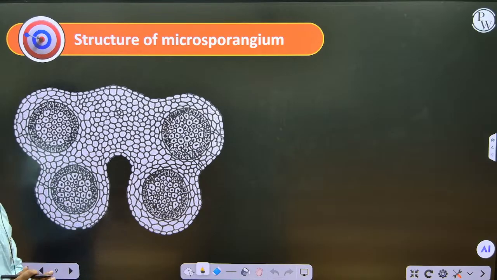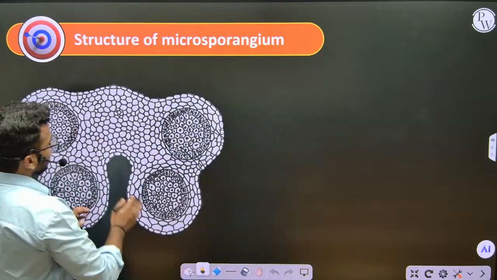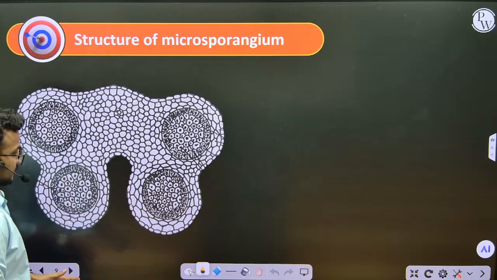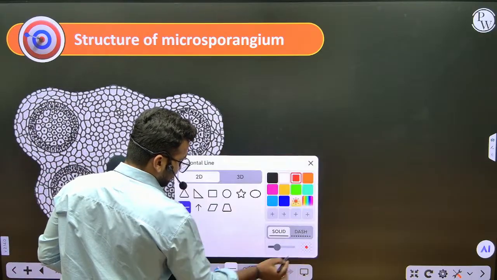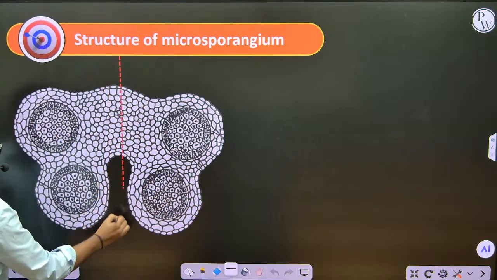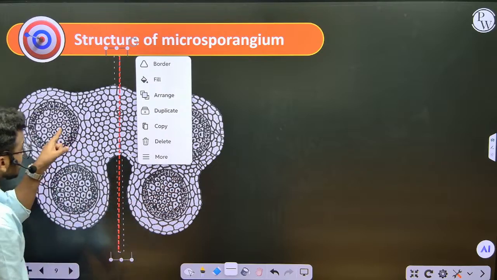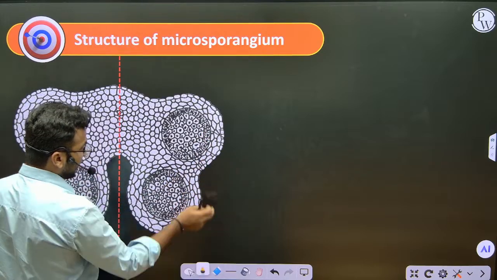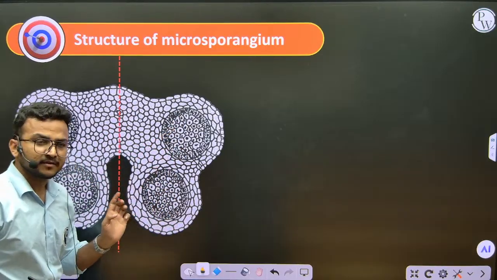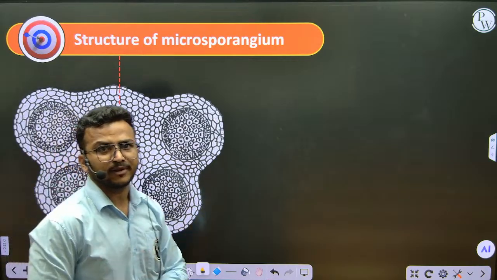And once again I will recall that, and no need to worry here. See here, this is the anther. When you cut the anther, it looks like this structure. It has 2 lobes. This is 1 lobe, this is another lobe. And each lobe has 2 thecas. So this is 1 lobe, it has 2 thecas. This is another lobe, it has 2 thecas. So totally 4 thecas will be there.